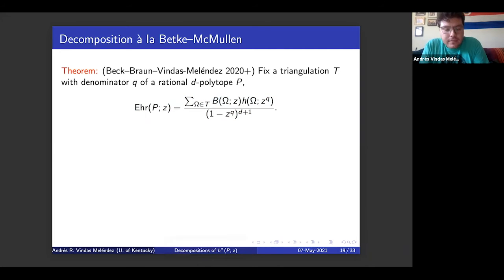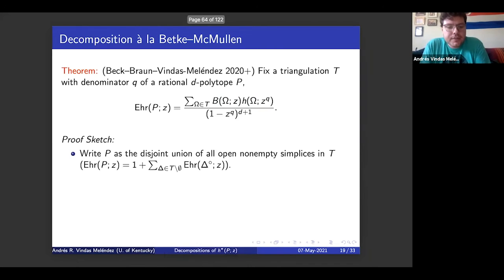Okay. Now, why do I like it? Again, this is bringing together things that are keeping track of the topology of the polytope and the arithmetic data of my triangulation. Okay. Are there any questions? No? Okay. So I'll give you a proof sketch of how this works.